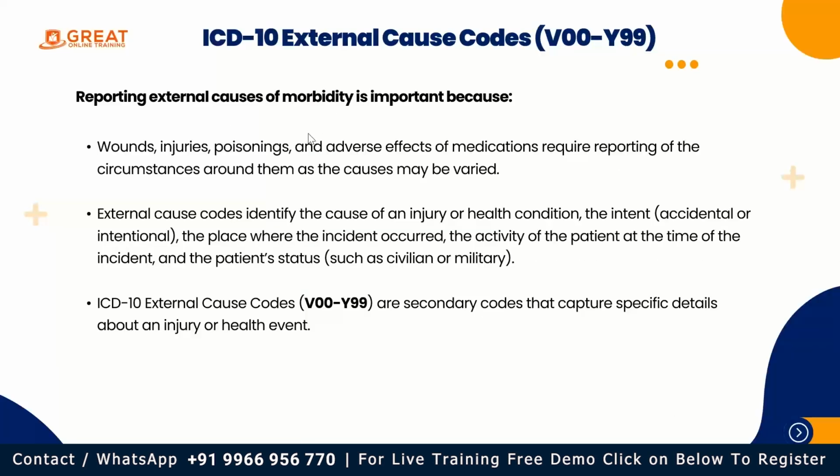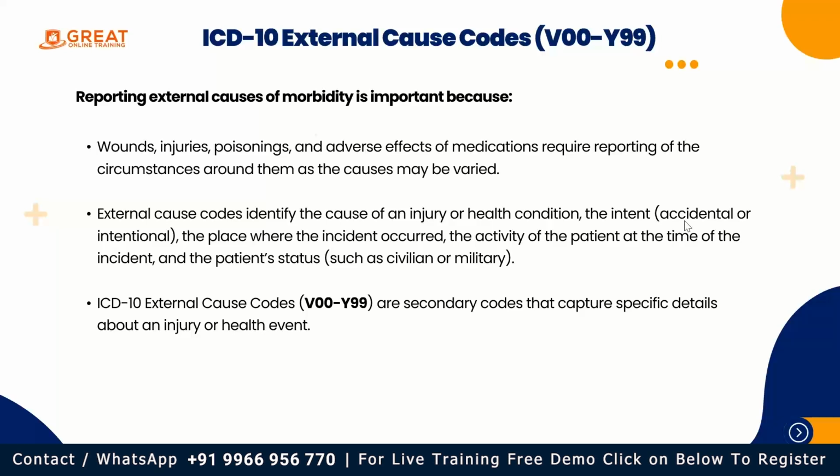So what are external causes? Reporting external causes of morbidity is important because wounds, injuries, poisoning, and adverse effects of medications require reporting of the circumstances around them, as the cause may be varied. When we code for any wound, injury, poisoning, or adverse effect of any medication, we have to use external cause codes as the cause of that injury. The external cause codes identify the cause of an injury or health condition.